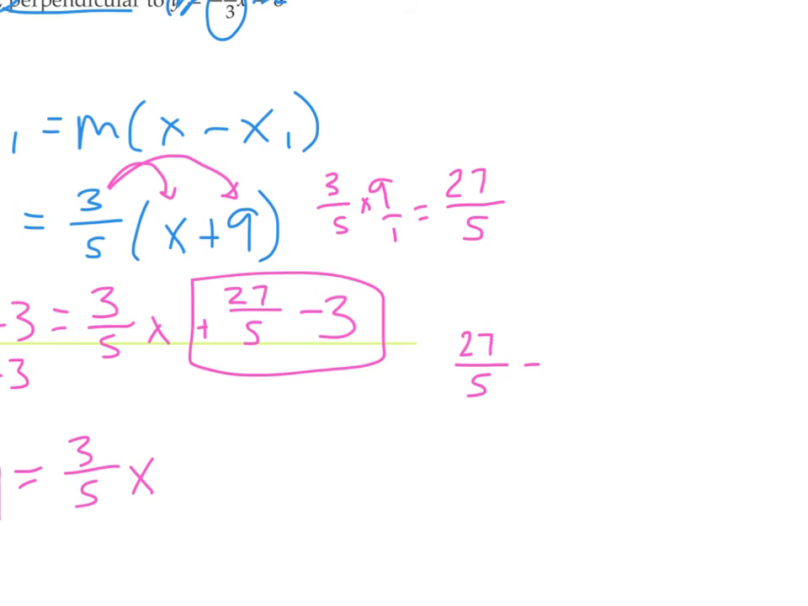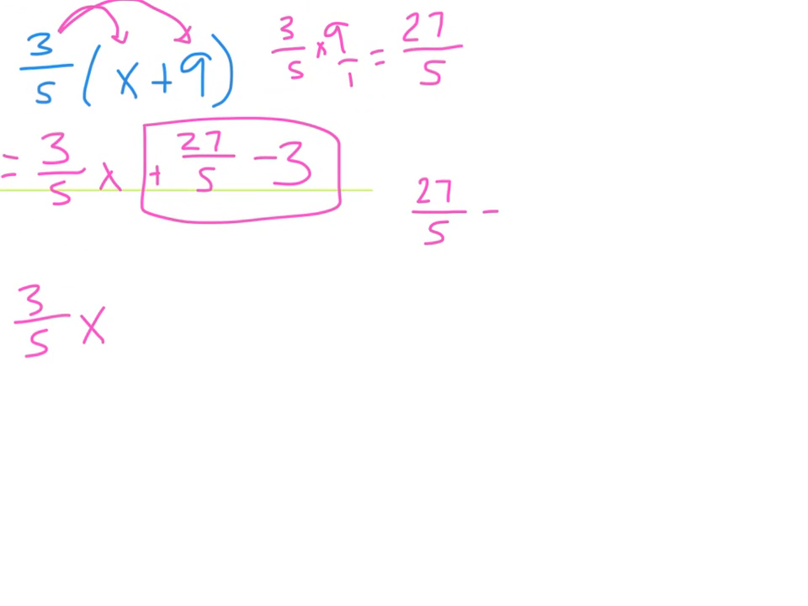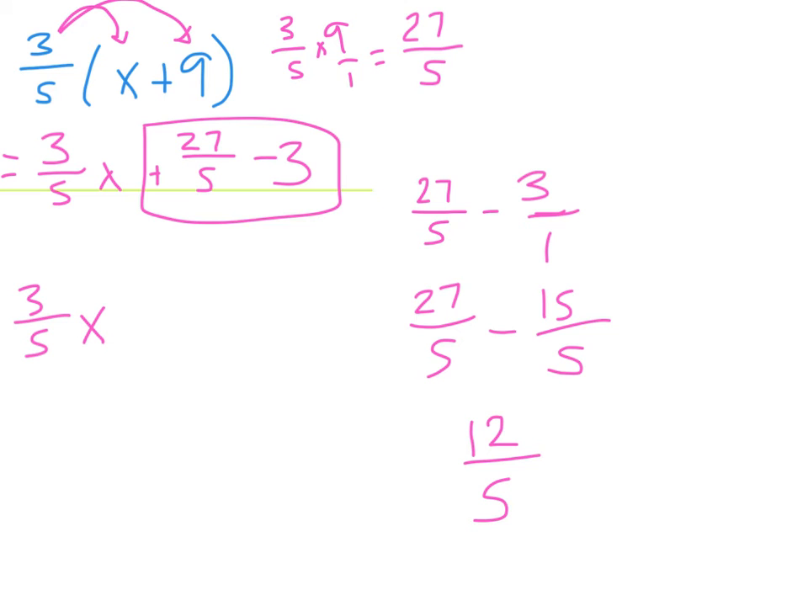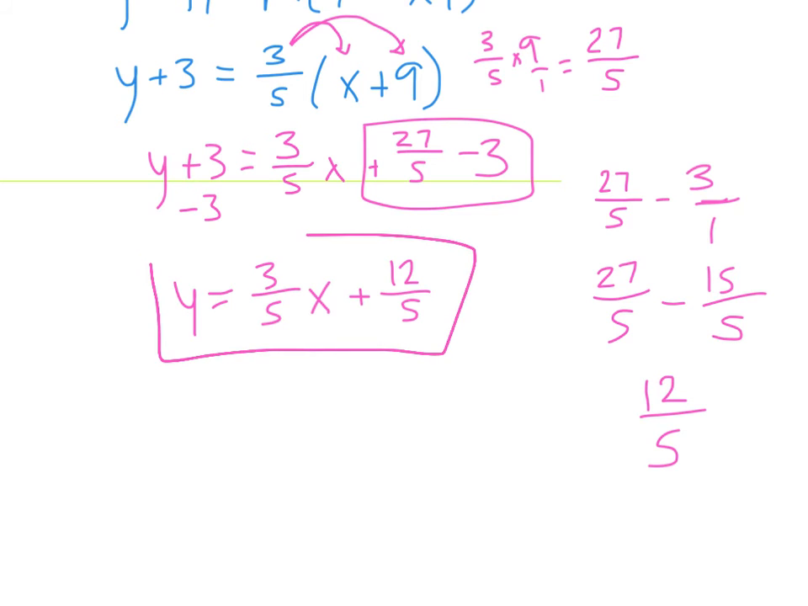How do we subtract our fractions here? Make the denominator the same. So how do we make our denominator the same? Multiply the top and the bottom by 5. So we have 27 over 5 minus 15 over 5. Now 27 minus 15 is what? 12 over 5. So our final answer is y is equal to 3 over 5x plus 12 over 5.